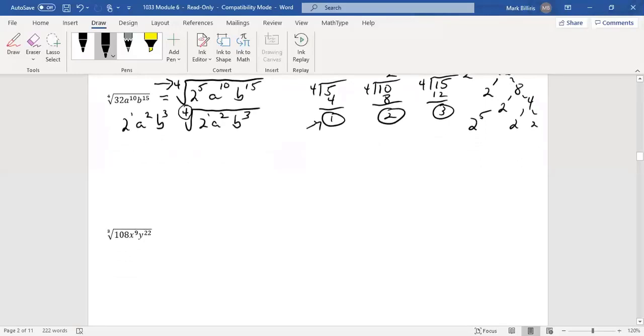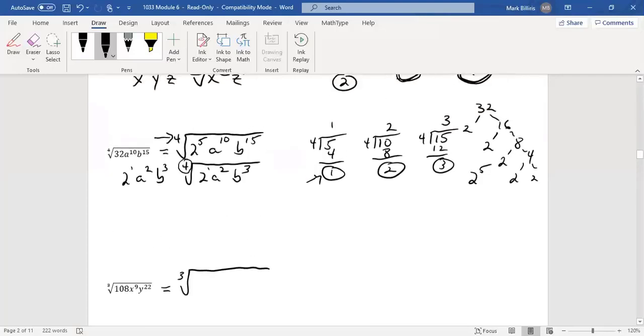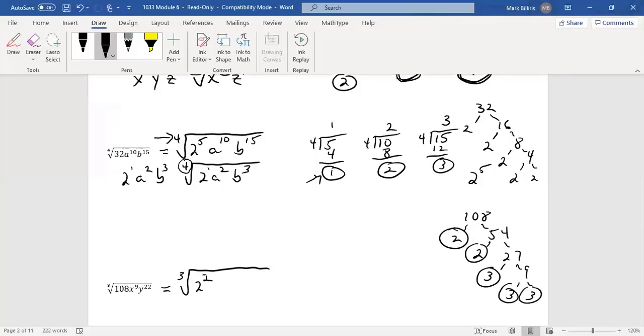Another example. Here I have the cube root of 108 x to the 9th y to the 22nd. So remember, we're not dividing 3 into 108. We need to break 108 down into prime factorization. So we're going to start with 108. Since it's an even number, we know 2 will go into it. We know 2 will go into 54. Now, since 27 isn't even, we're going to go to 3. So 108 is 2 to the second and 3 to the third. So we're going to write that as 2 separate factors, 2 to the second, 3 to the third, x to the 9th, y to the 22nd.